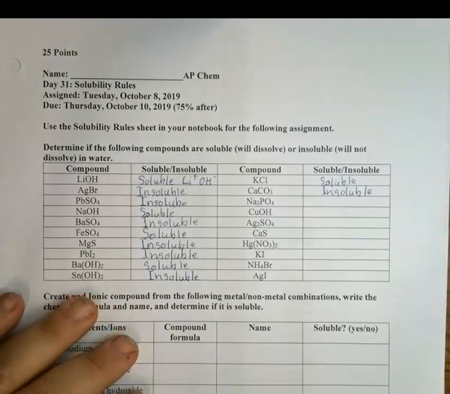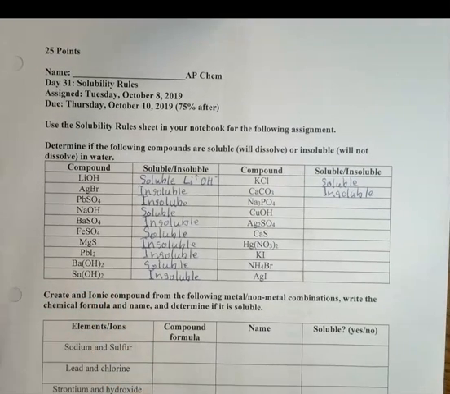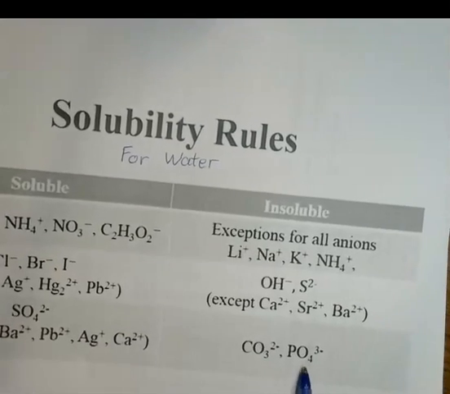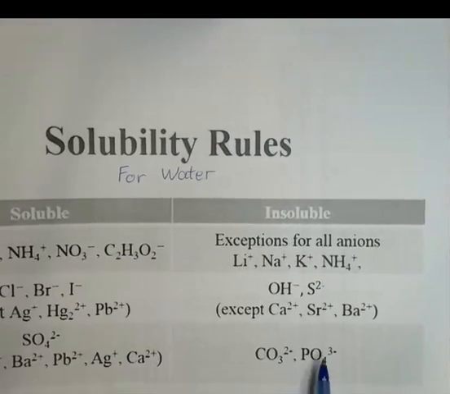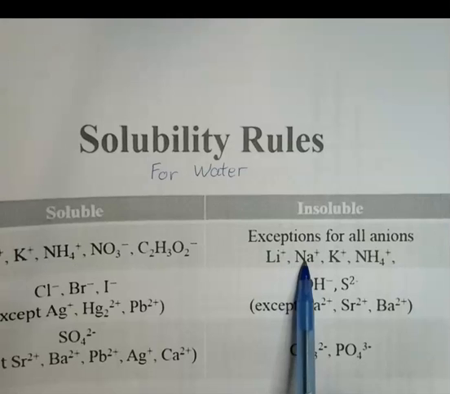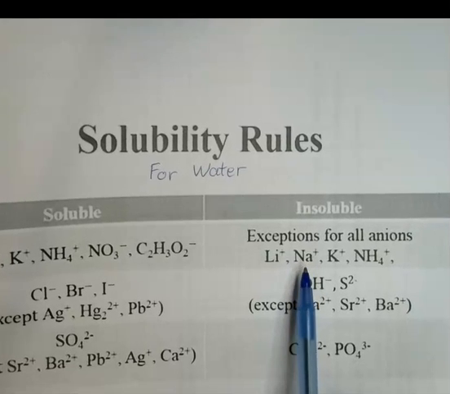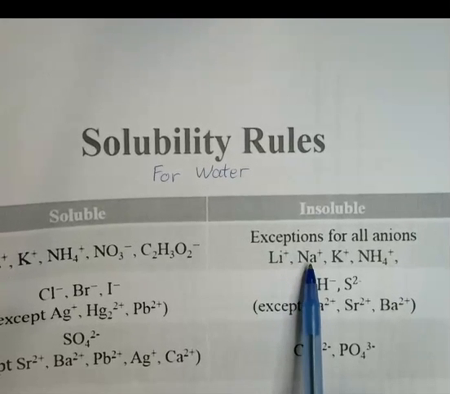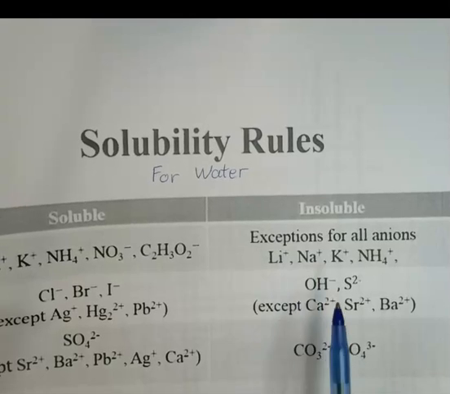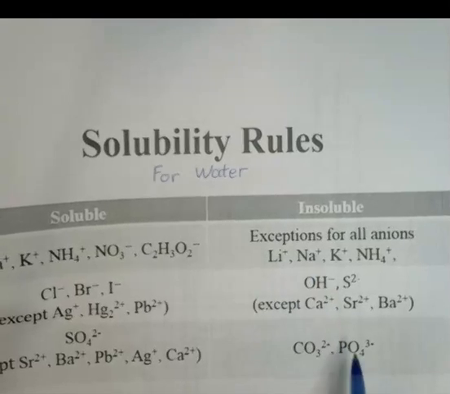Next up is sodium phosphate. So we come down here, phosphate is insoluble, but it's with one of the big exceptions, sodium. So you say, well, which takes precedence? This is the exception for any anion, including phosphate. So this is going to be soluble, okay?